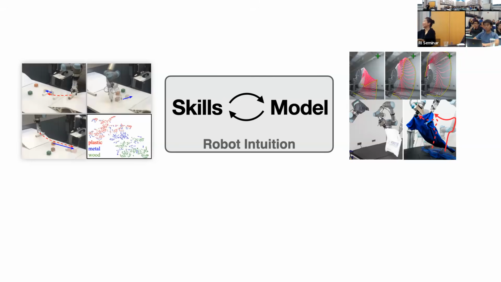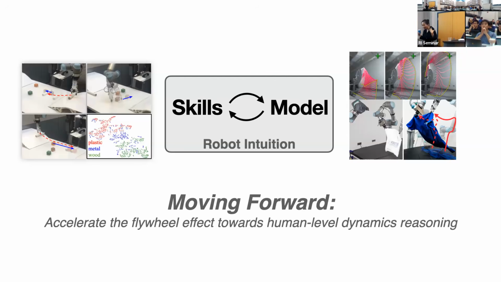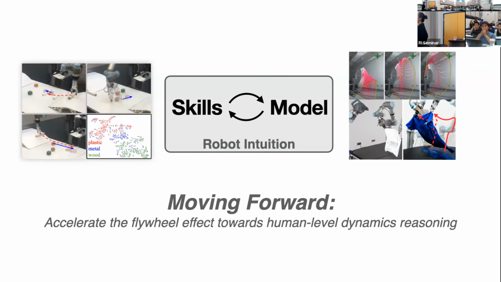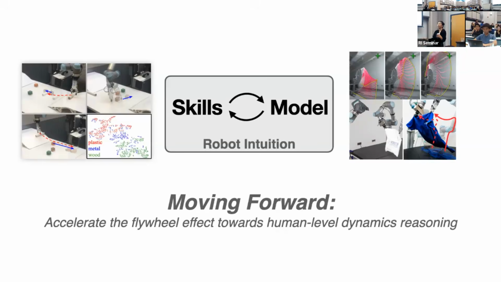Okay. Yeah. So this is the general formulation that I'm thinking about as learning robot intuition. If you're really thinking about how to move forward, I think the answer is quite straightforward. We really want to think about ways that we can accelerate this feedback loop and potentially enable this flywheel effect towards what we call human-level dynamics reasoning.